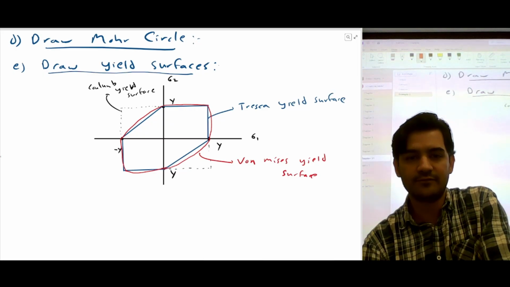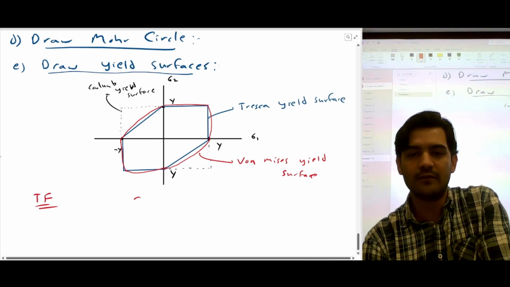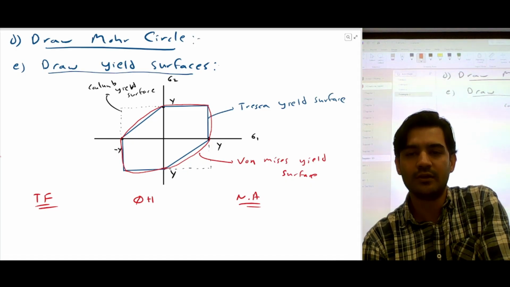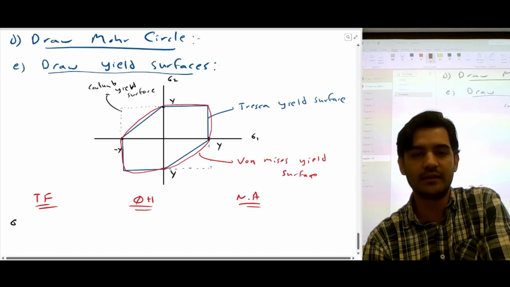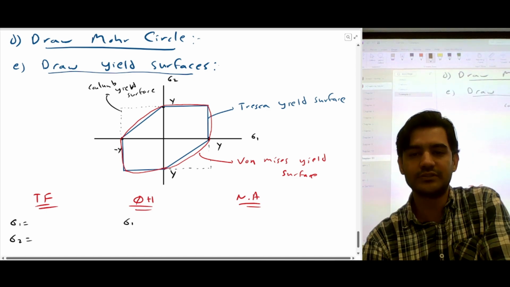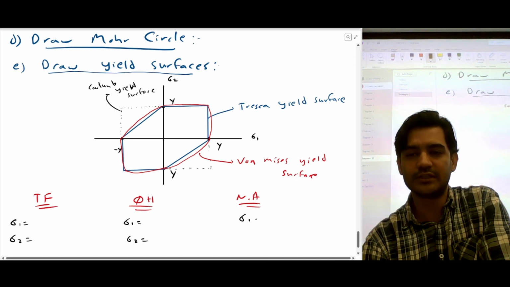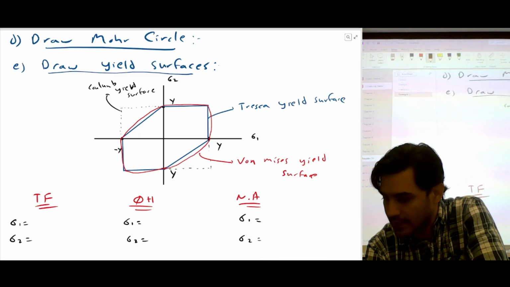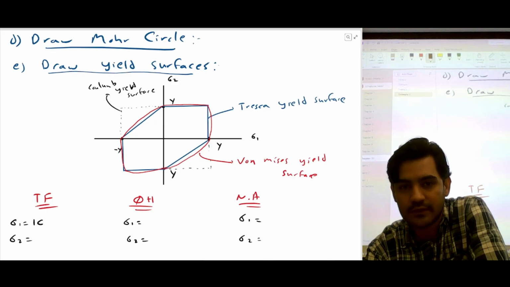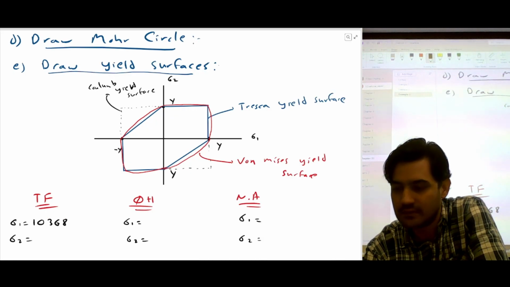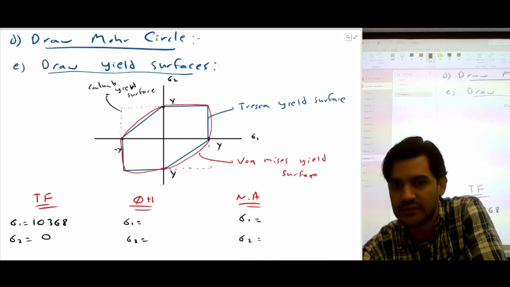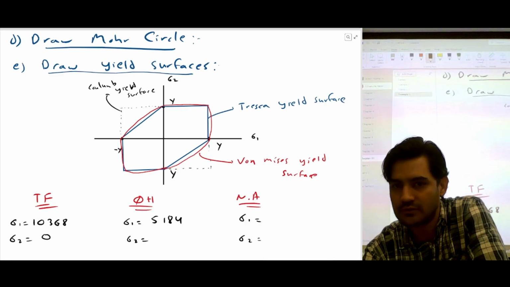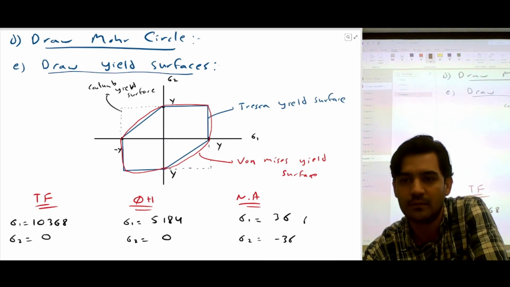So we already have the top fiber, the fiber at quarter height, and the fiber at the neutral axis. We already know the stresses at the top fiber, at quarter height, and at the neutral axis. The stresses at the top fiber are 10,368, and this is 0. At quarter height the stresses are 5184, and this is 0. And at the neutral axis the stresses are 36 and negative 36 psi.